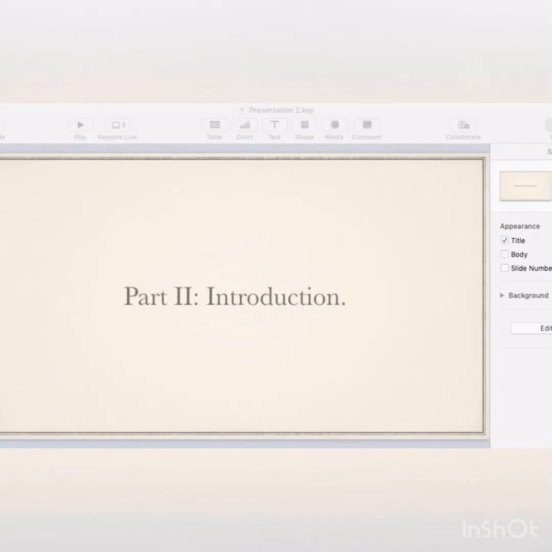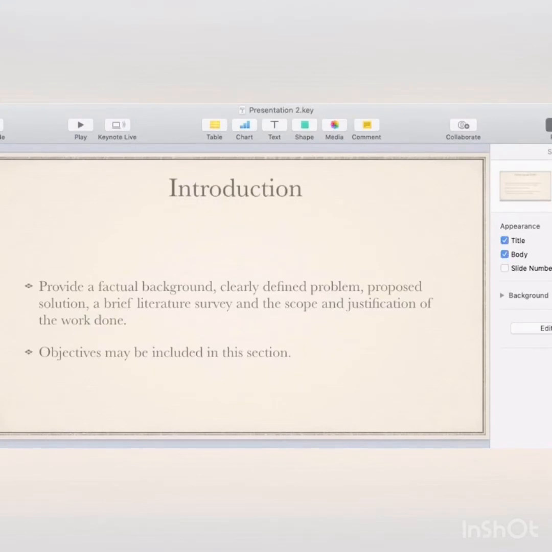Secondly, we begin with the introduction. This is the second part of the research manuscript. The introduction, as we may be aware, provides a factual background. The problem which is being investigated is clearly defined. Solutions may be proposed to help tackle the research problem, and also a brief literature survey and the scope and the justification of the work done may be written in this section.